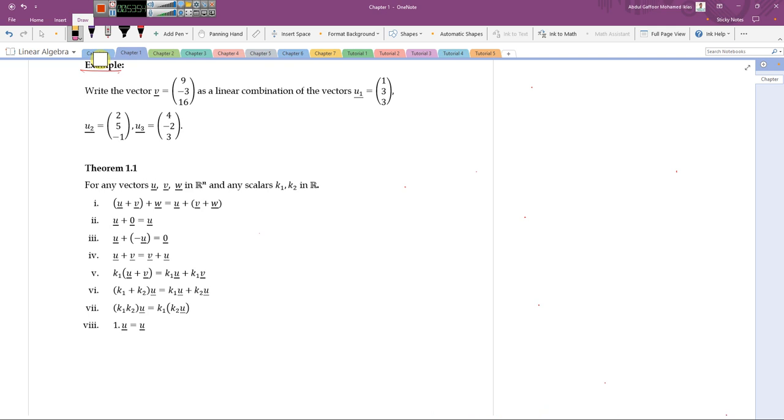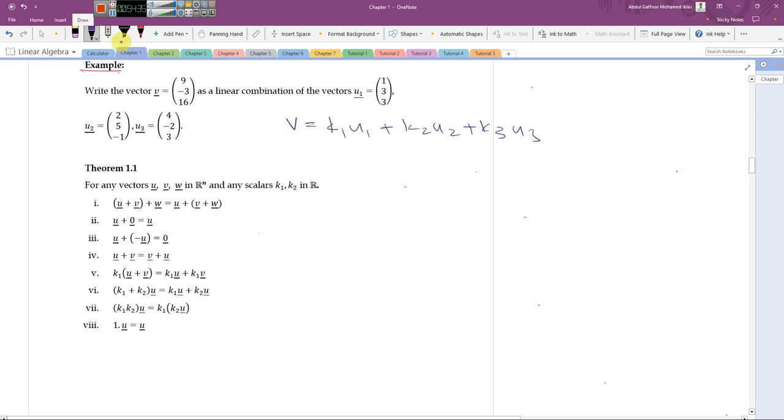Right, moving to the next question. We write vector v as a linear combination of the vectors u1, u2 and u3. For this type of question we will later be studying Fourier coefficients also, but now we can use this method. v is equal to k1 u1 plus k2 u2 plus k3 u3.